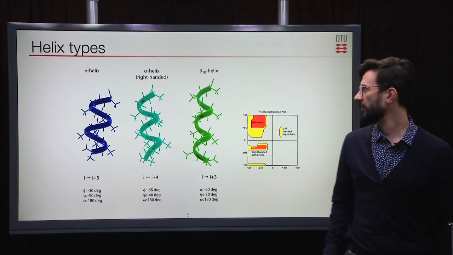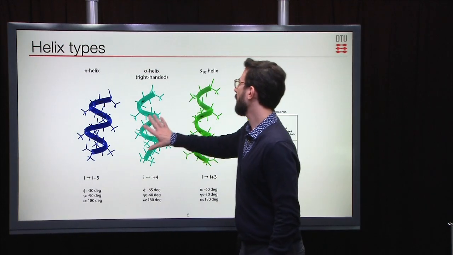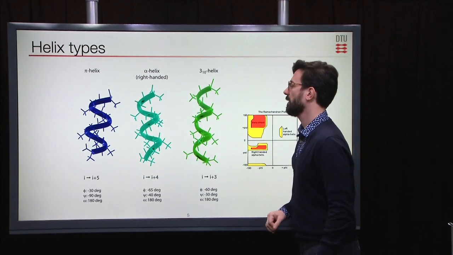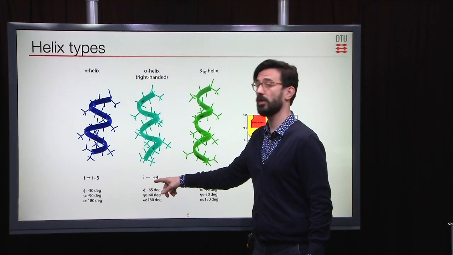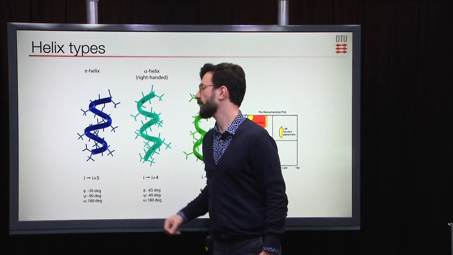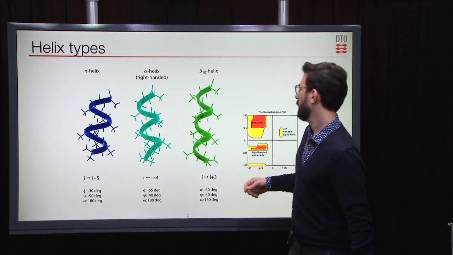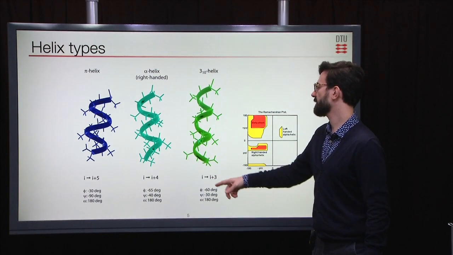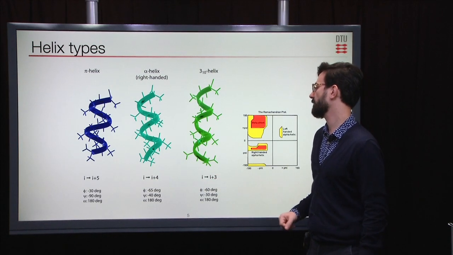Here we have the depiction of the most common helix types, the pi, alpha, and 3-10. The interaction pattern for alpha, the most common, is i to i plus 4. For pi, i plus 5, so it's a bit more loose, a bit wider. The 3-10 helix is a bit more tight, i plus 3.